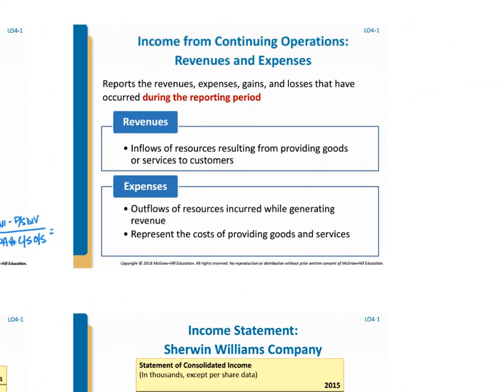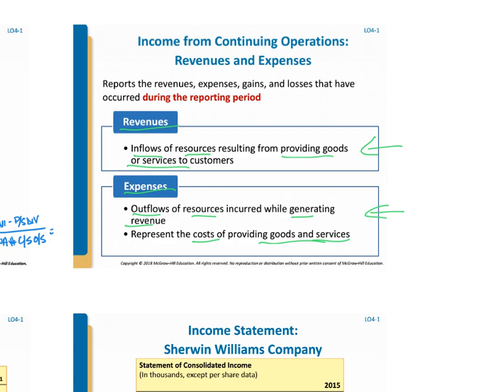To ensure you understand what the income statement is showing you, let's talk about two of their major components, revenues and expenses. Revenues are defined as inflows of resources resulting from providing goods and services to customers. Expenses are outflows of resources incurred while generating revenue. Oftentimes, we try to establish a causal relationship between expenses and revenues, meaning that we take on expenses in order to produce revenues. Again, that's why we refer to them as the cost of providing our goods and our services.